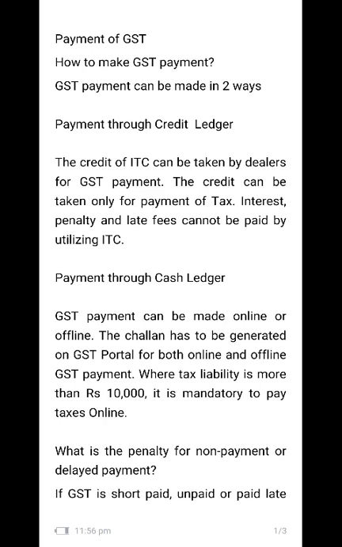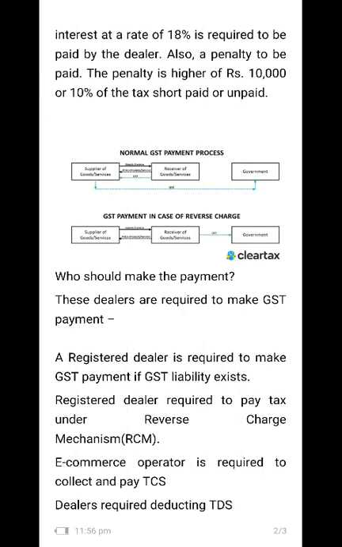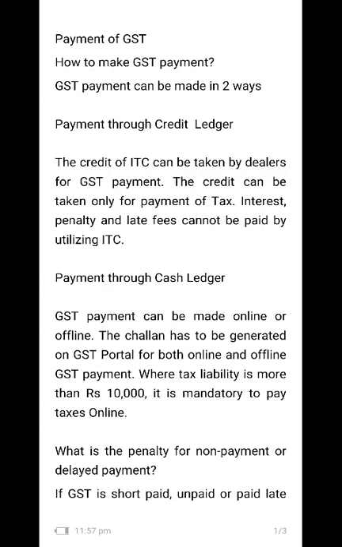If GST is short paid, that is partially paid, unpaid, that is didn't pay, or paid late, interest at a rate of 18% is required to be paid by the dealer. That is, an 18% interest rate should be given by the payer to the authority. Also, a penalty is to be paid. The penalty is the higher of rupees 10,000 or 10% of the tax short paid or unpaid. So, please note students, the penalty should be paid if the GST is unpaid, partly paid or paid late.